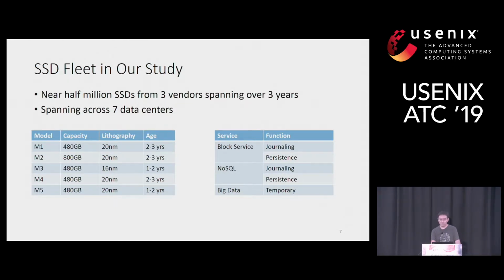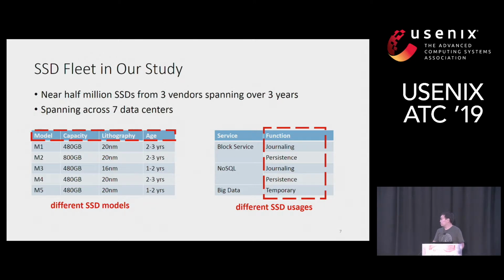Our study covers about 500,000 SSDs used by these 3 services. These services are deployed in pretty much all regions of Alibaba Cloud, and usually more than 1 data center per region. In total, we look at SSDs deployed in 7 data centers. These SSDs consist of 5 models from 3 different vendors, with different capacity and lithography. They are all MLC SSDs, and at the time of investigation, most had been used for 2 to 3 years. The table on the right shows how each service uses SSDs.